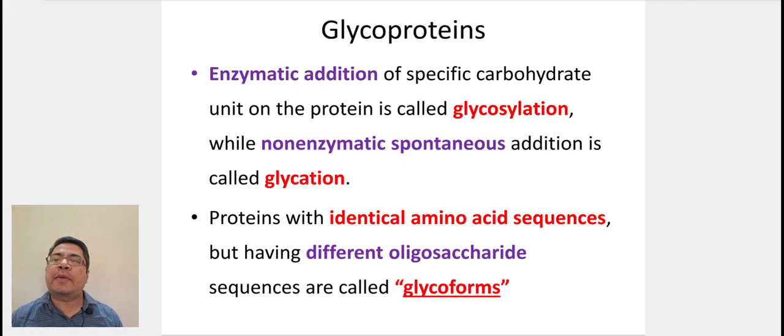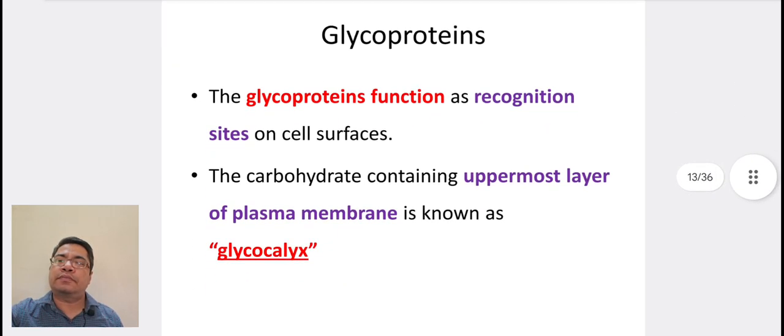Proteins with identical amino acid sequences but having different oligosaccharide sequences are called glycoforms. The glycoproteins function as recognition sites on cell surfaces. The carbohydrate-containing uppermost layer of the plasma membrane is known as glycocalyx.